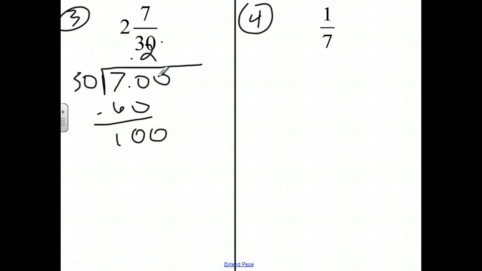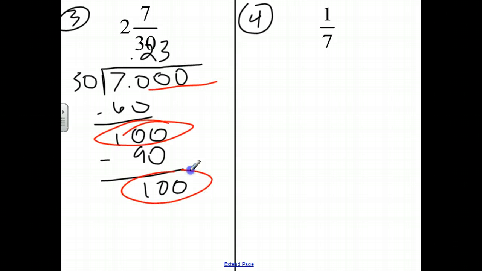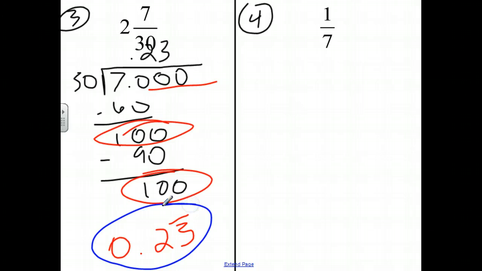Now this should start to look familiar. 3 times 30 is 90, and we have 10 left. We drop another 0, and now we're back to the point of annexing zeros, and we've seen something that we've seen before. We're back to 100. That means that the 3 repeats. Now this is significant: the 2 does not repeat. This is 0.23 with the 3 but not the 2 repeating, so we only put the repeating bar over the 3.